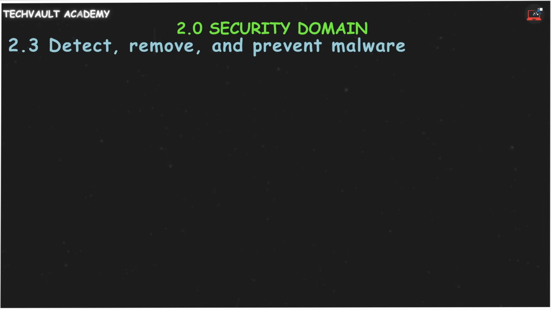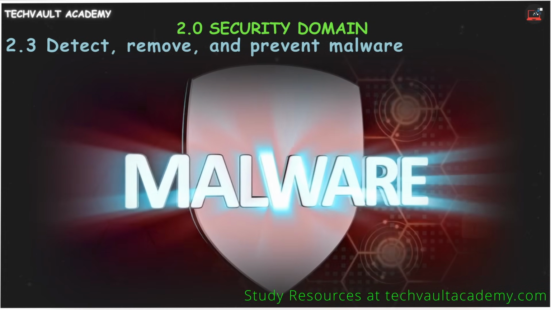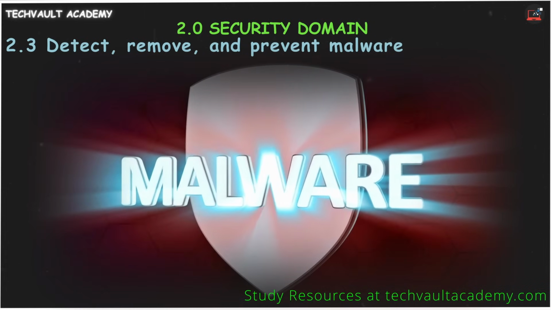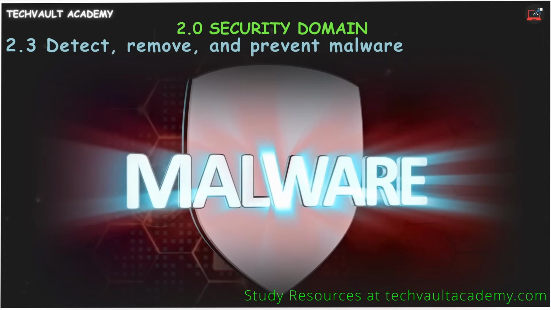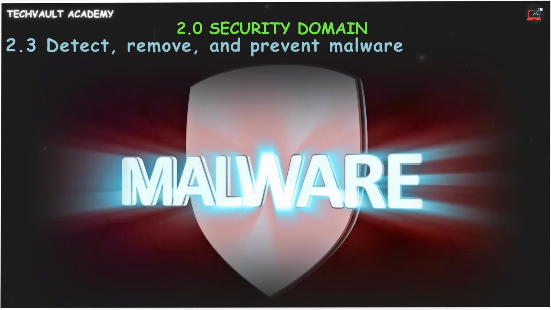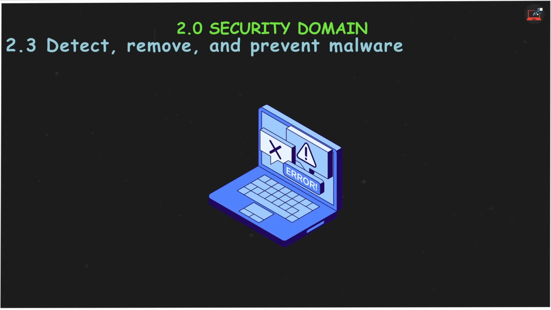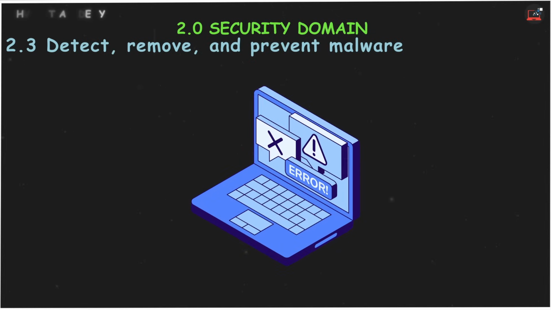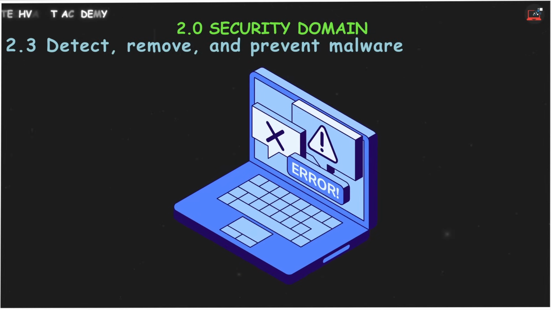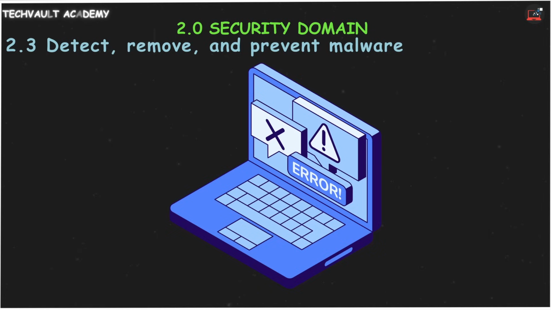Let's become malware hunters. This objective is about understanding different types of malware, how to detect and remove them, and most importantly, how to prevent them in the first place. Malware, short for malicious software, is any software designed to harm or disrupt a computer system. It comes in many forms, and knowing the differences is crucial for effective defense.